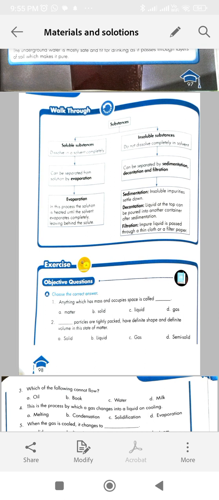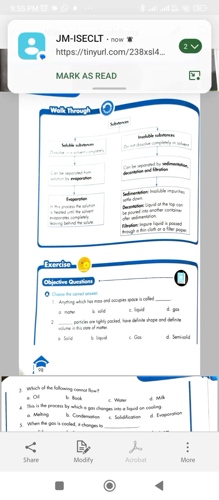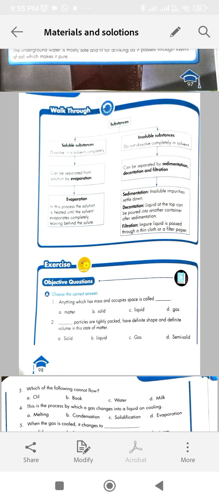Walkthrough. Soluble substances. Soluble substances dissolve in a solvent completely, meaning not even a single grain is left when dissolved in water, and can be separated from solution by evaporation. Evaporation. In this process, the solution is heated until the solvent evaporates completely, leaving behind the solute.